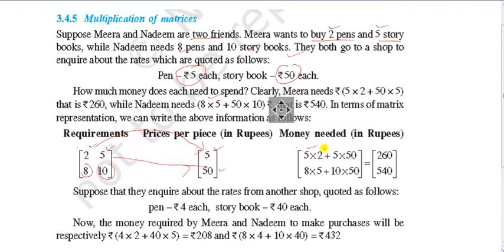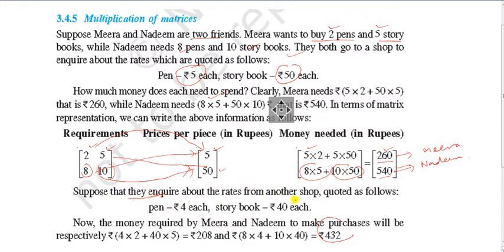So first the cost will be 5 multiplied by 2, this is for Meera, and 5 multiplied by 50. Secondly, for Nadim, 8 will be multiplied by 5 and 10 will be multiplied by 50. So this is the cost that Meera requires, and this is the cost that Nadim requires. Here you can add them for the total money, and I am getting that Meera needs 260 and Nadim needs 540.